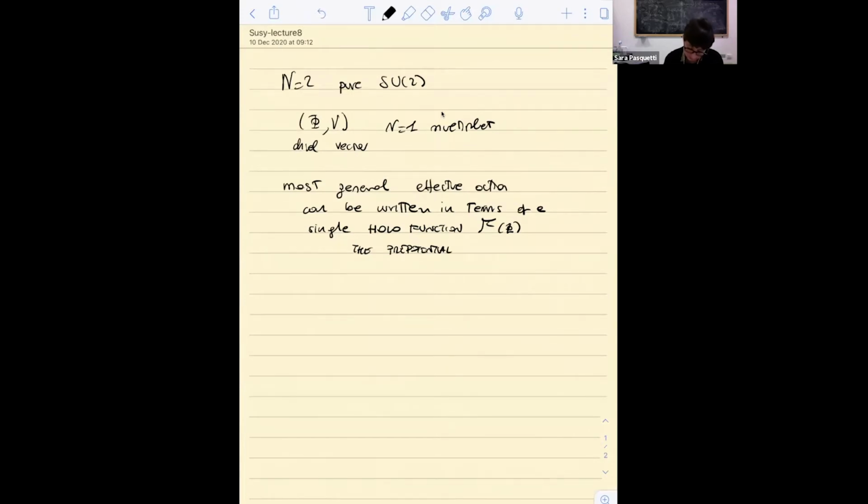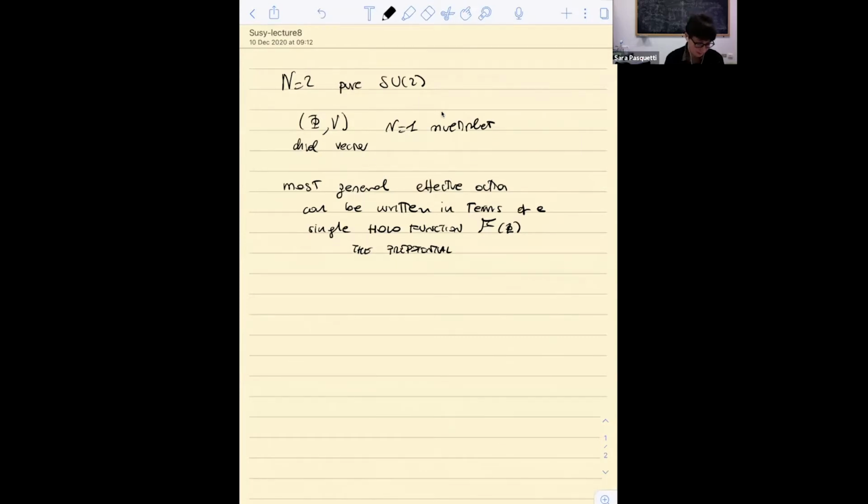So we are interested in understanding what's going on at low energies. So we are going to write down a sort of Wilsonian effective action, and we know that this effective action will be constrained to be of the most general form, with gauge coupling and Kähler potential that are both written in terms of this single holomorphic function. So our job today will be basically to nail down the form of this holomorphic function.